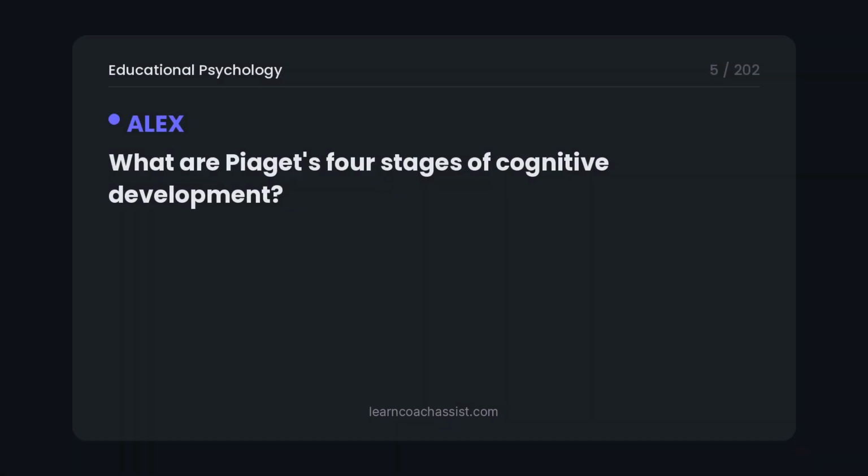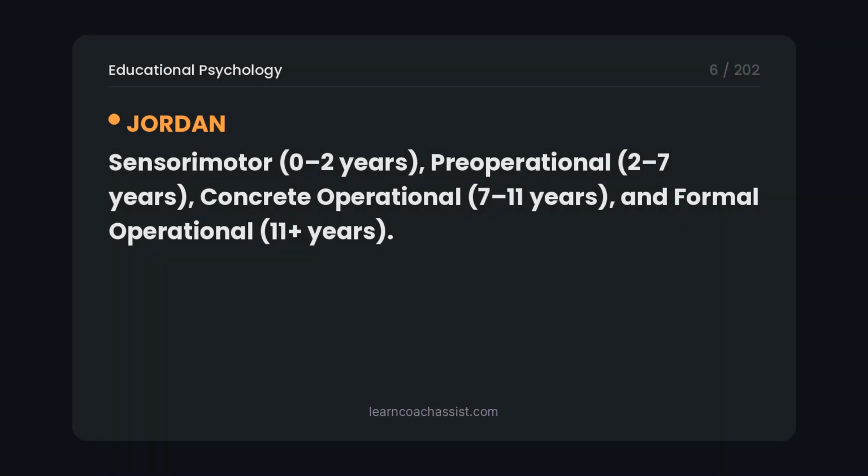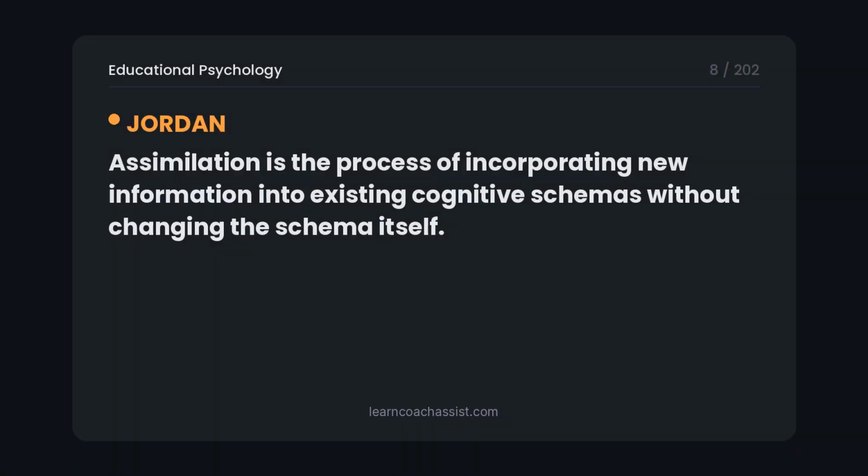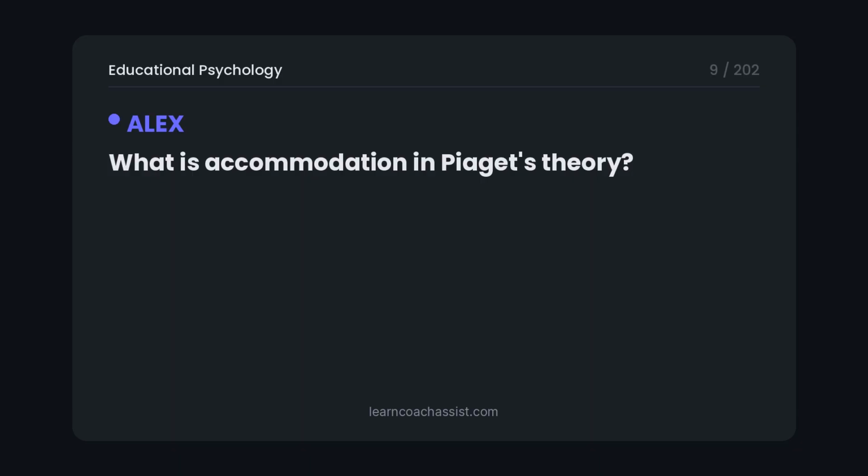What are Piaget's 4 stages of cognitive development? Sensorimotor, 0 to 2 years; pre-operational, 2 to 7 years; concrete operational, 7 to 11 years; and formal operational, 11 plus years. What is assimilation in Piaget's theory? Assimilation is the process of incorporating new information into existing cognitive schemas without changing the schema itself. What is accommodation in Piaget's theory?